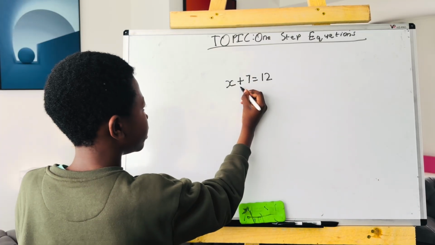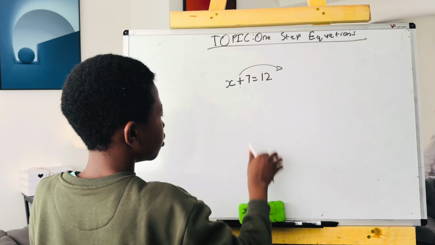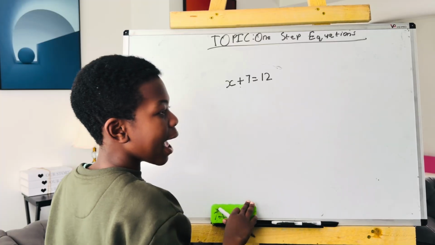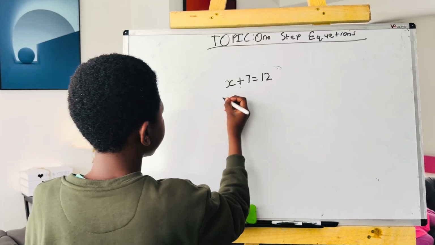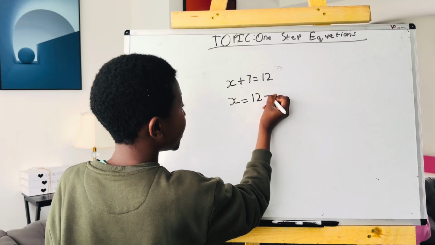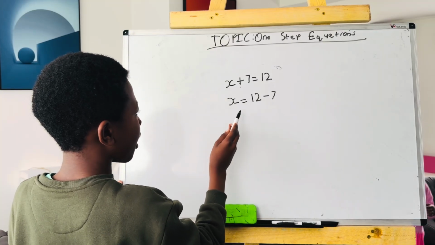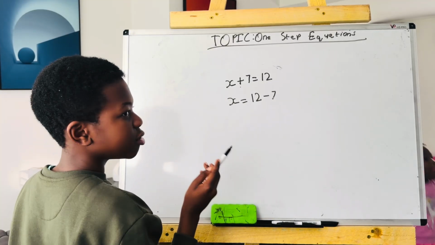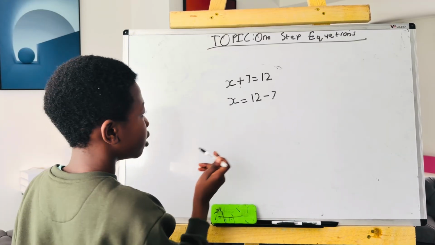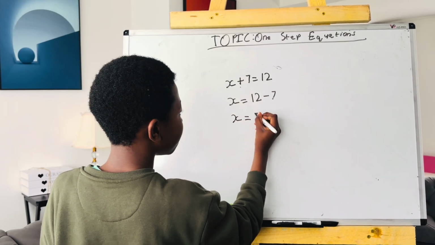So the addition operation will go to this side, which will turn into minus. But the 7 will also go because we want the x to be alone. x equals 12 minus 7. So there, we've done one step. That's the reason why it's called one-step equations. They're very easy and you just need to do one operation. So x equals 12 minus 7. x will equal 5.